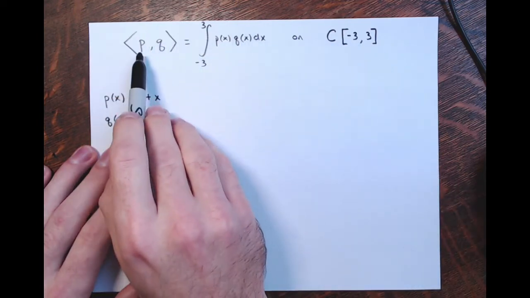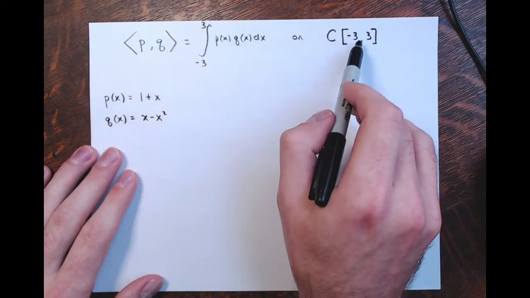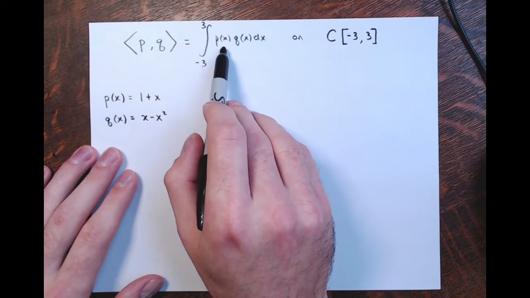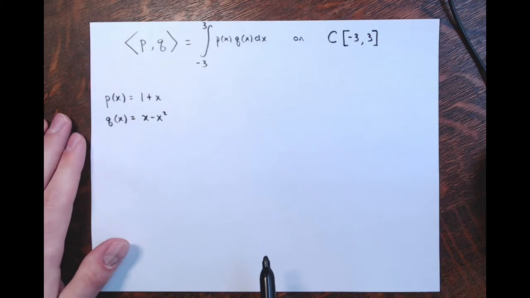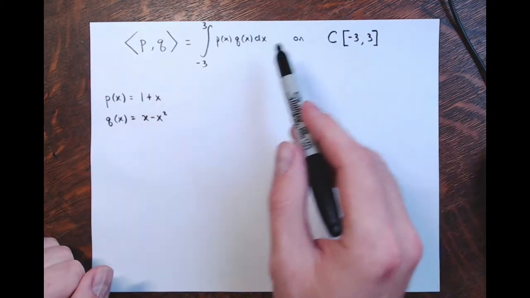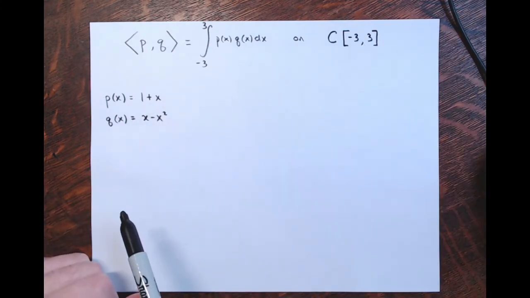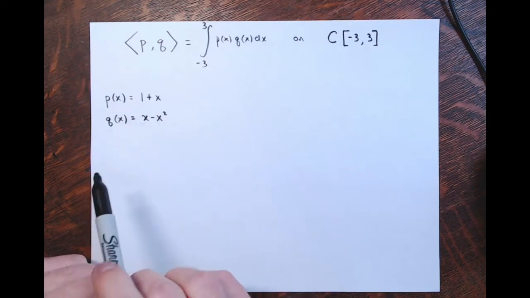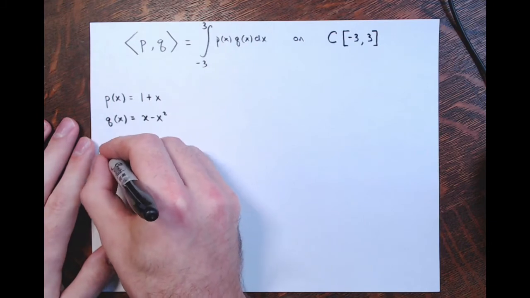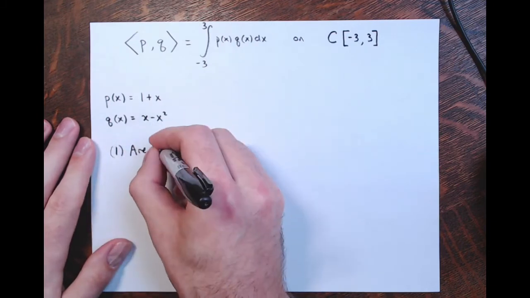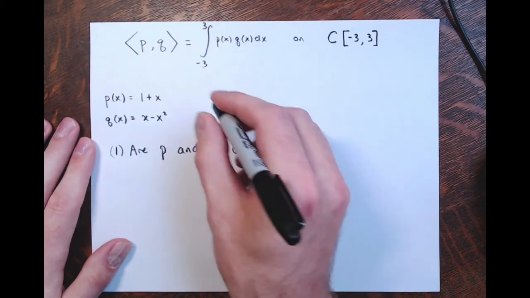the inner product of two functions is the definite integral over that interval, from -3 to 3, of the product of those two functions. And you've seen this before. Now the question is, I have two functions from this space, functions that are continuous, they're polynomials, continuous everywhere, P and Q, and the question is, are P and Q orthogonal under this inner product?